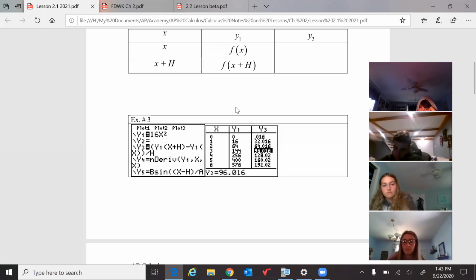Suppose you accidentally delete Y5. Well, you should be able to put it back in yourself because you're just saying, I'm subtracting the difference of the Y's over the difference of the X's.